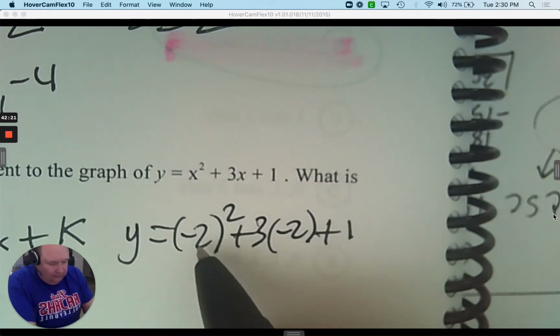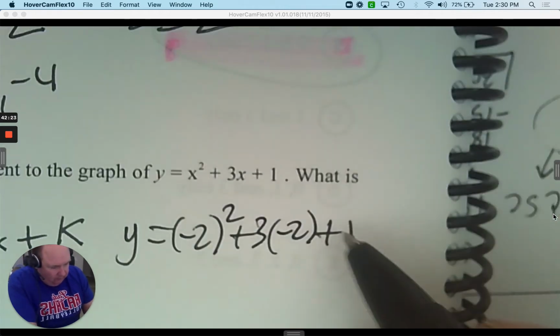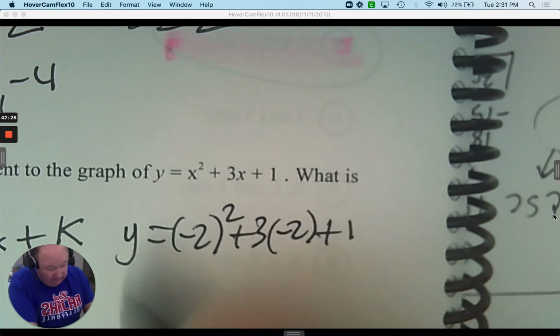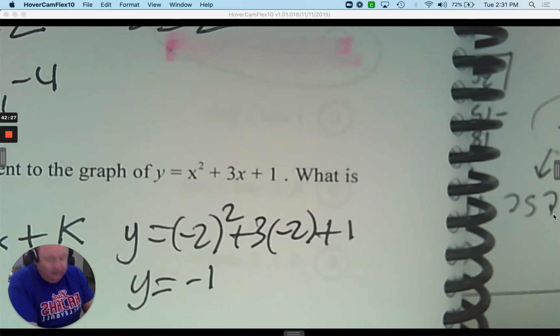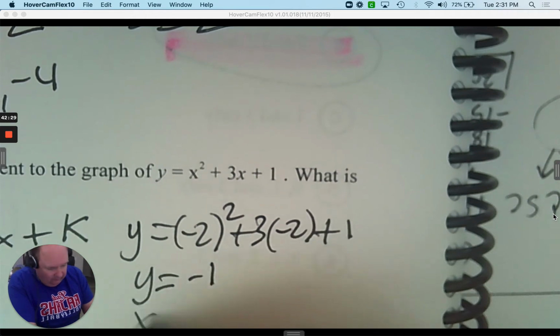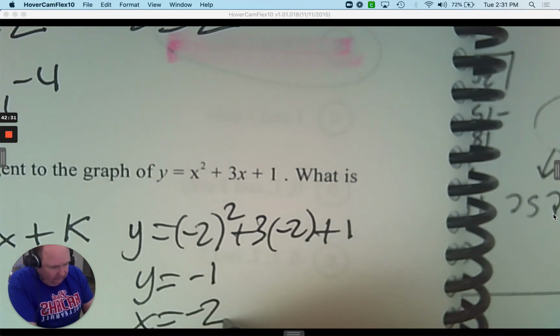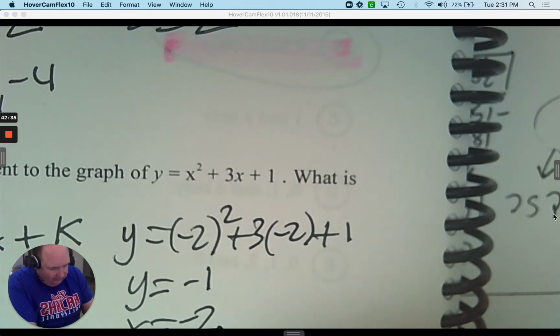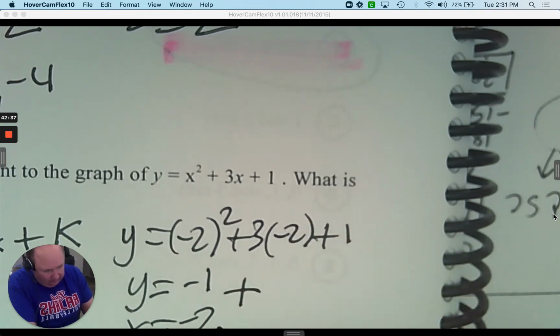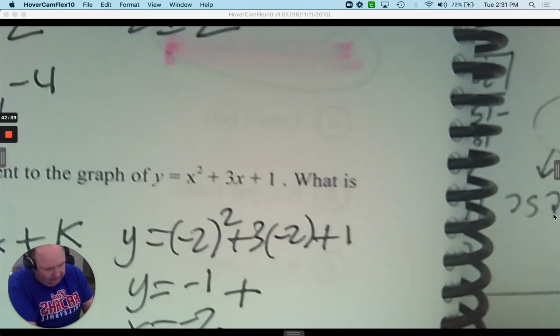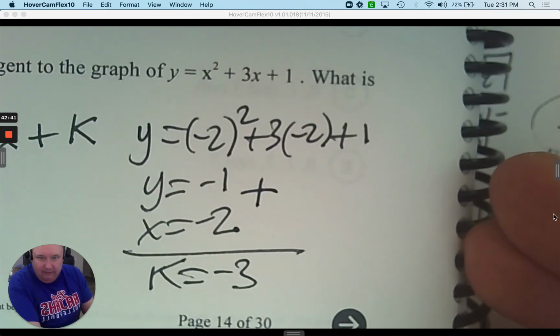So if x is negative 2, then 4 plus 1, 5, take away 6, that's negative 1. So y is negative 1, x is negative 2. The equation for k is x plus y. So add these up, and I get k, when you add them up, to equal negative 3.